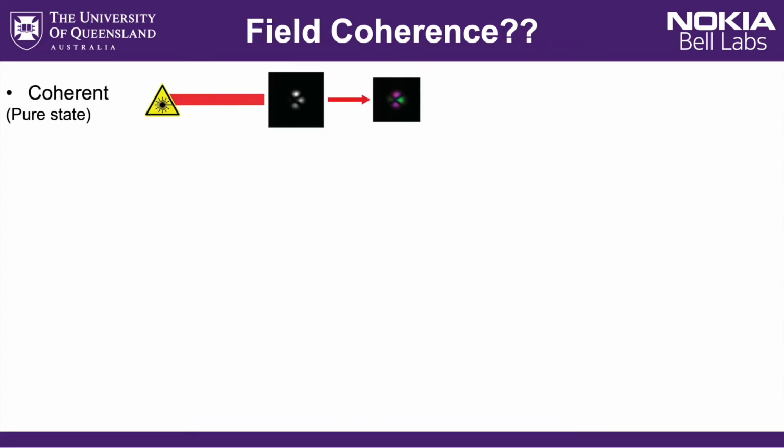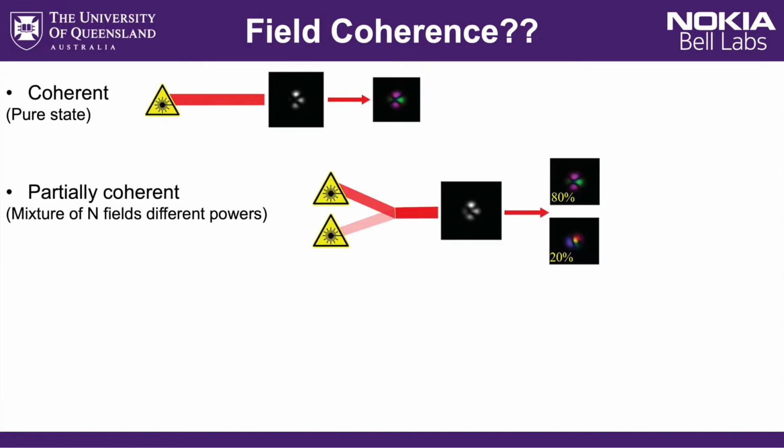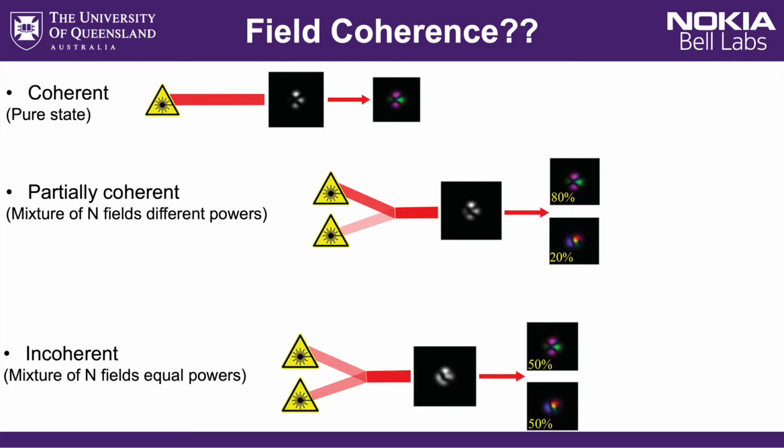Coherent, which could be a beam that has come from a single source, thus being composed of a single spatial state. Partially coherent, which would mean that the state is made up of a mixture of multiple fields of different powers that are not mutually coherent with one another. For example, two or more beams from a different source with different powers. And incoherent, which is similar to a partially coherent state, however the powers of each of the mutually incoherent fields are all equal. Please note that in these illustrations and throughout this presentation, the phase of a field is represented by its color and its amplitude by its brightness.